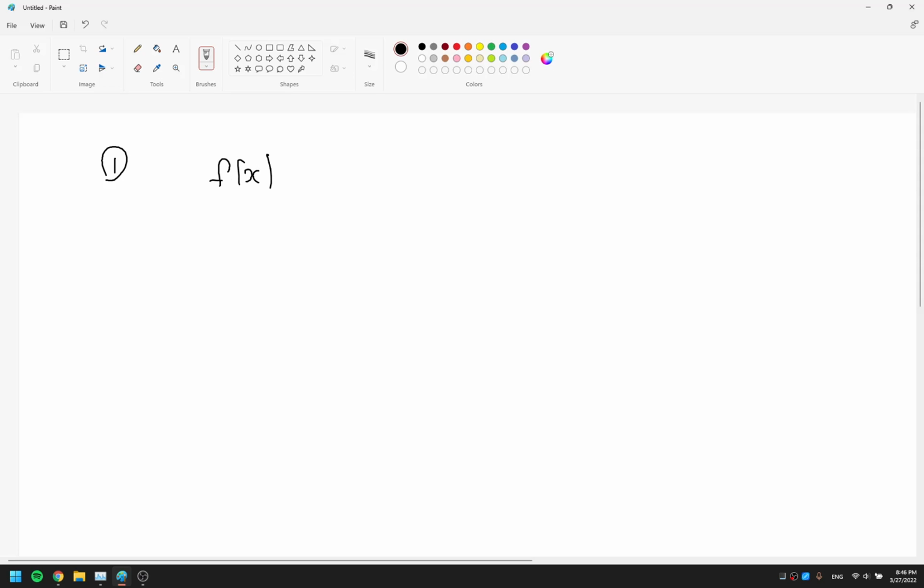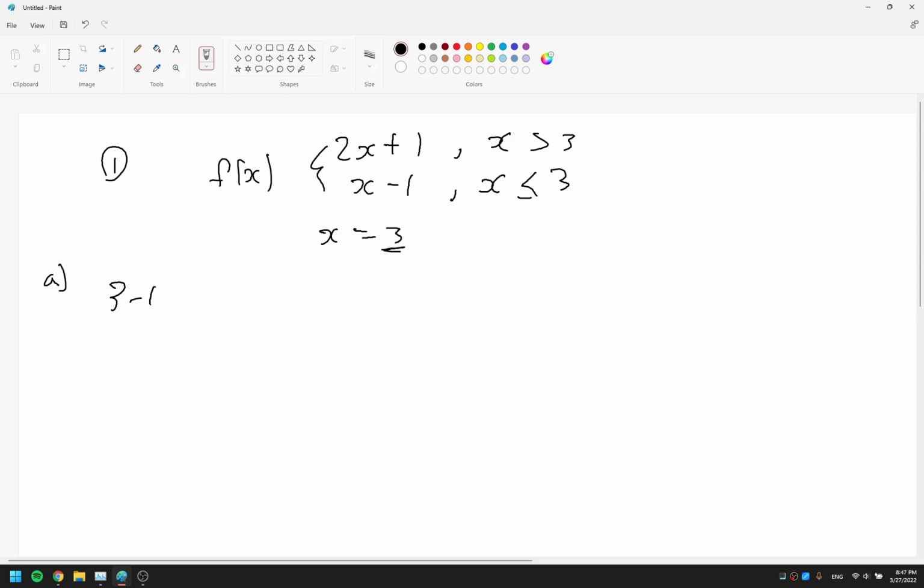f of x, a piecewise function: 2x plus 1 for x greater than 3, and x minus 1 for x less than or equal to 3, and we were told to find the continuity at x equals 3. Our first step is plugging the given x value into the function where the condition is met. The first function does not include 3, so we can't plug it in there, but our second function does include 3, so we plug it in there. So we do 3 minus 1, which is 2.